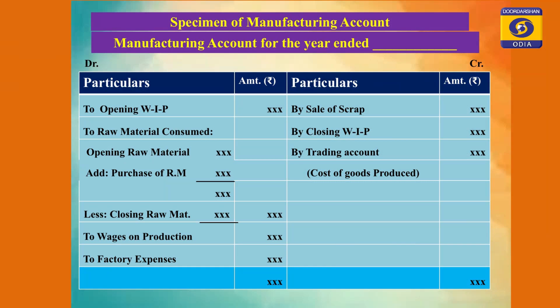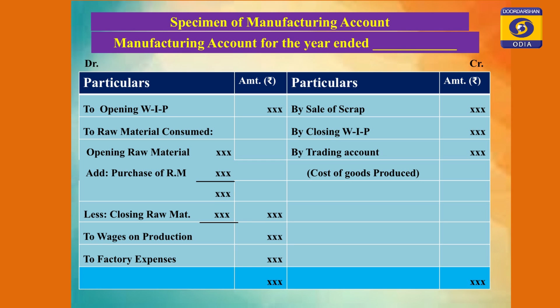So let's have a look at the specimen of a manufacturing account. You know, the manufacturing account, it's the same format like that of an account. So we'll have the manufacturing account of such and such concern if you are preparing, the name of the concern, for the year ended, for which year ended you are preparing. Then the format is exactly like that of other accounts. We'll have a debit side, we also have a credit side.